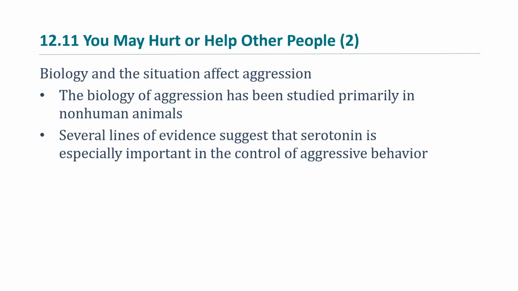Biology and the situation affect aggression. Let's start with biology. The biology of aggression has been studied primarily in non-human animals. Several lines of evidence suggest that serotonin, one of our neurotransmitters, is especially important in the control of aggressive behavior. So serotonin helps you to control aggression. If you have lower levels of serotonin, this tends to lead to higher levels of aggression. So there is some biology involved in who's likely to become aggressive or not.